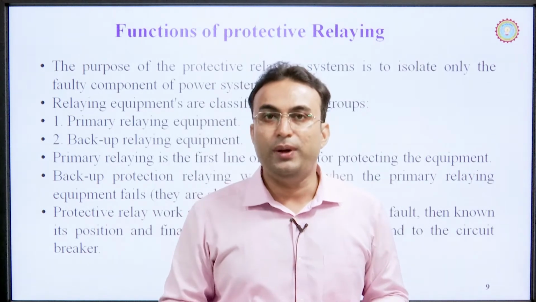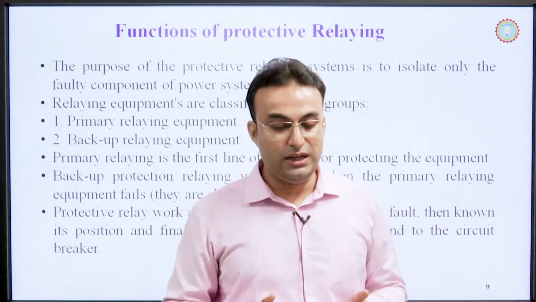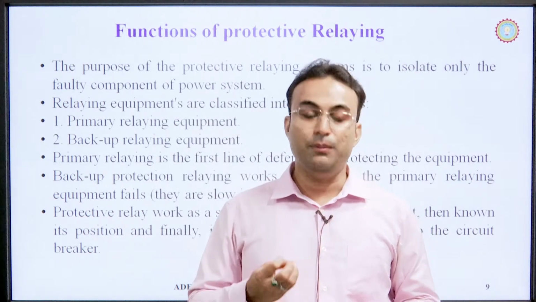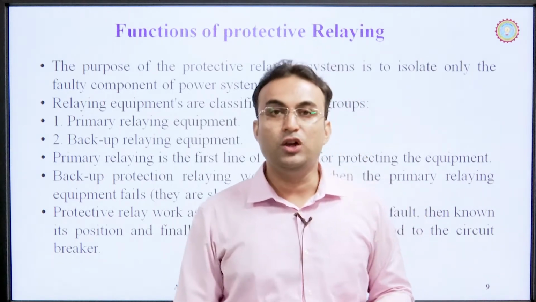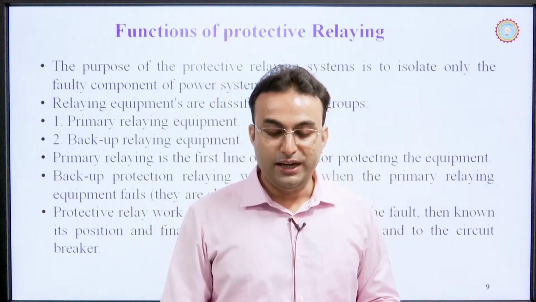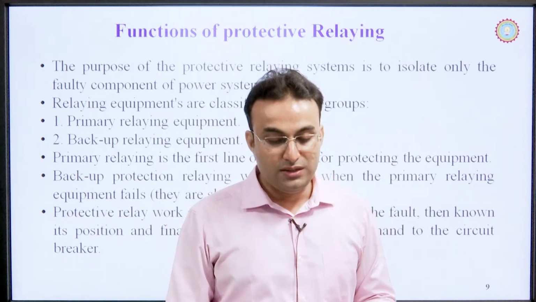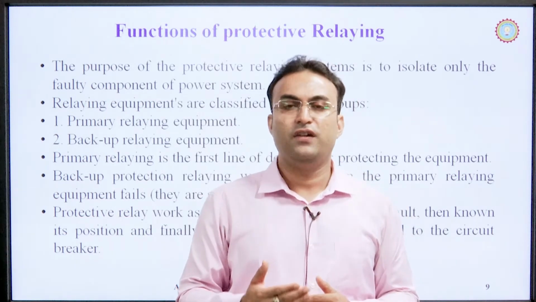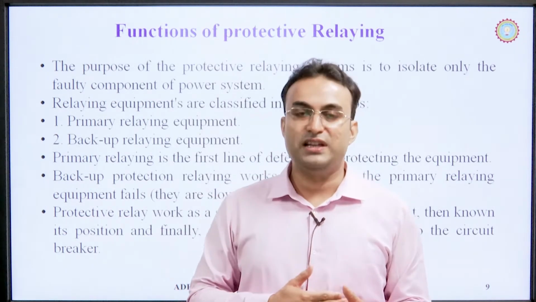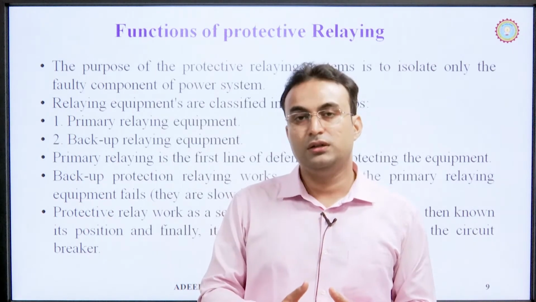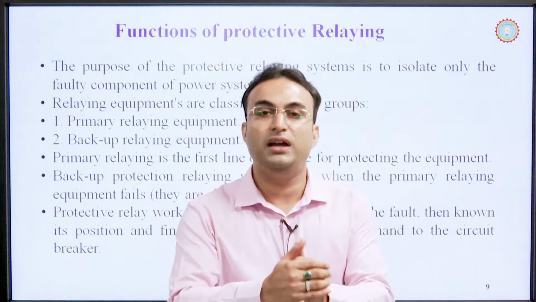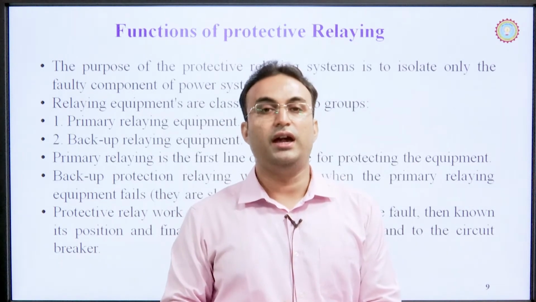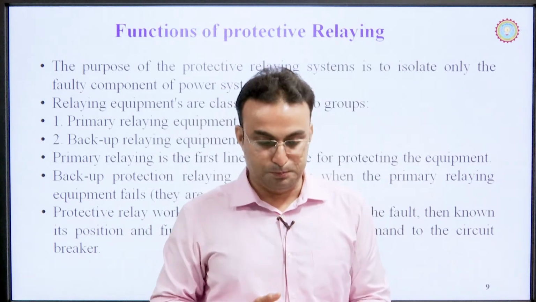So, the relaying equipment are classified into groups. First, the primary relaying equipment, and another is called the backup relaying equipment. Primary relaying equipment is the first line of defense for protecting the equipment, and backup relaying equipment is the secondary line of defense when the primary fails. So, we have two lines of defense, and two types of relay. The first relay is used for the fundamental action, and when the fundamental action fails, then the second line of defense comes into the picture, and that will protect our power system.